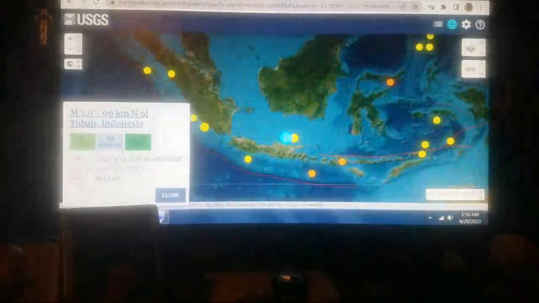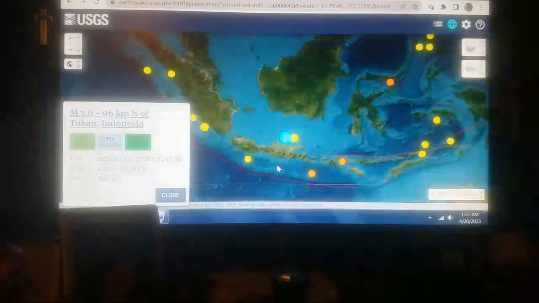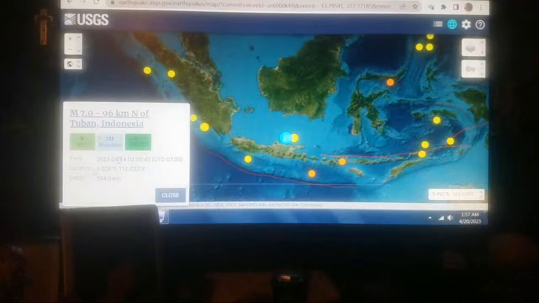Okay, you know what I want to say about this, right? This is at a depth of 594. I want you to wrap your mind around a 7.0 at a depth of 594 in a place where we don't have deep quakes. And that was on the 14th, okay? 6 days ago.